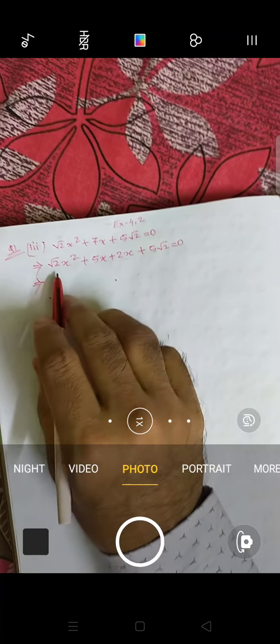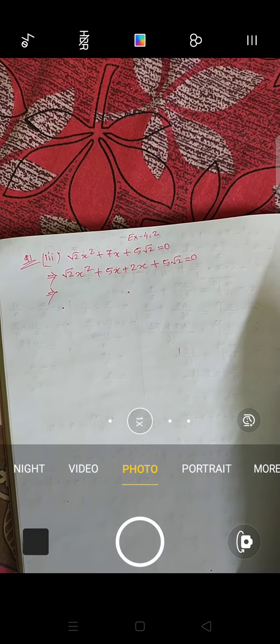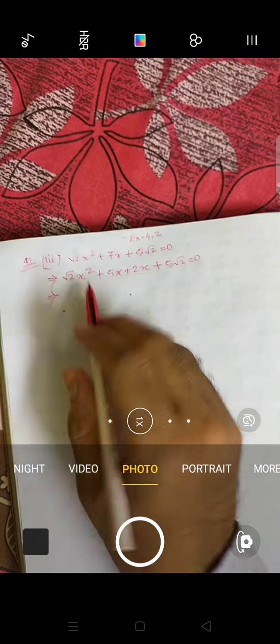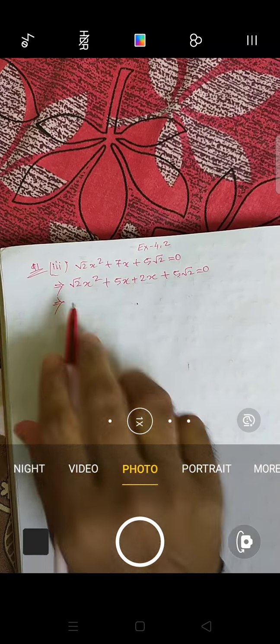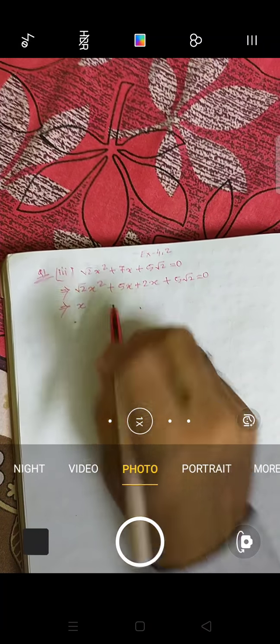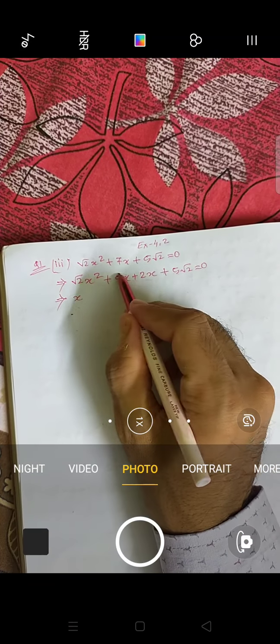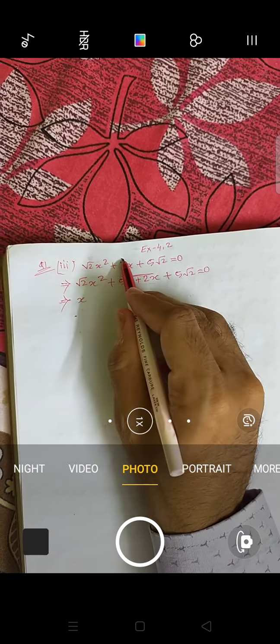Now just see, you have to think properly. What common can we take? Suppose here, what is common? X is common. We have taken the middle term in a proper way, right? That means after adding these two, we will be getting the middle one, correct?